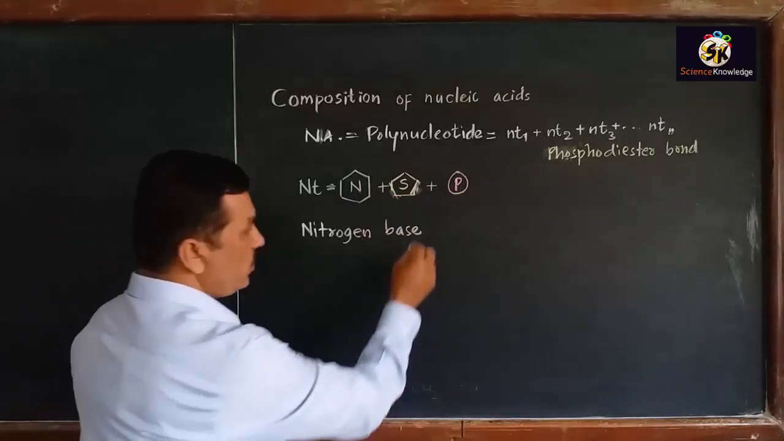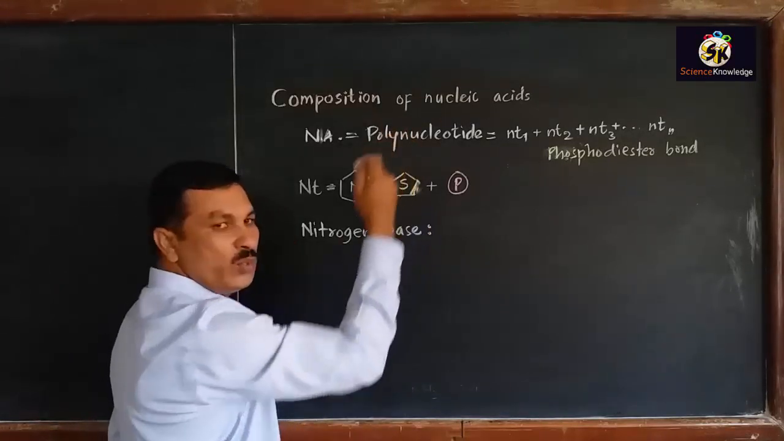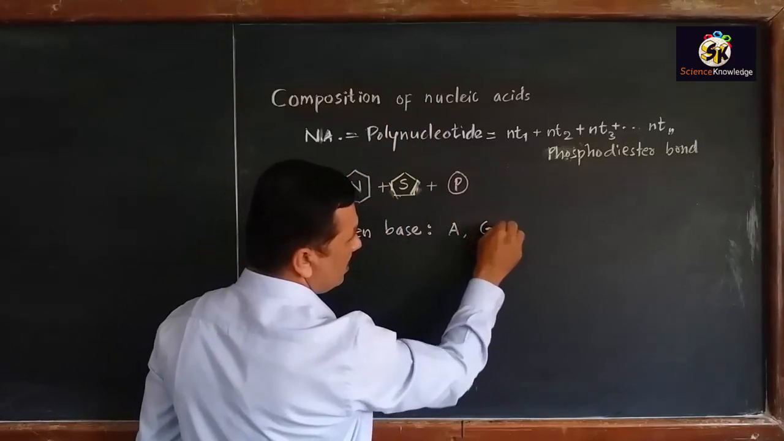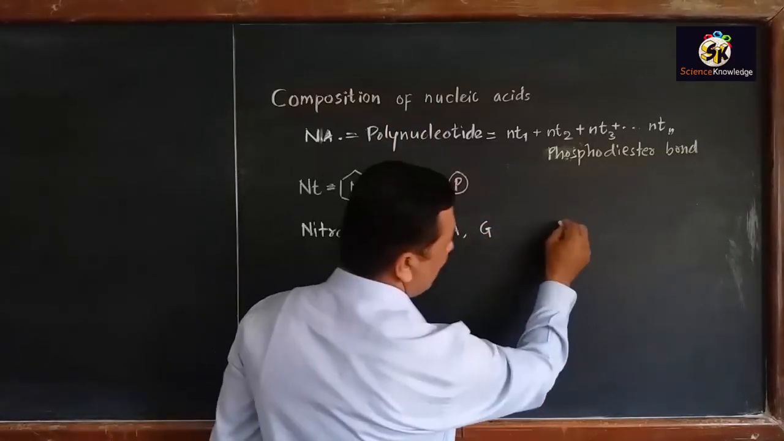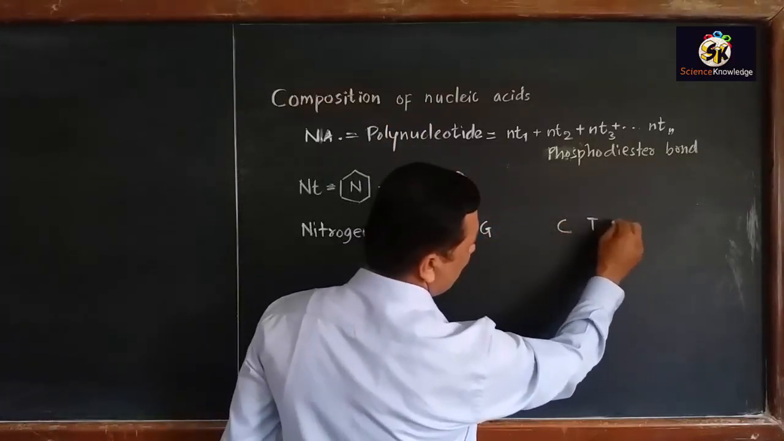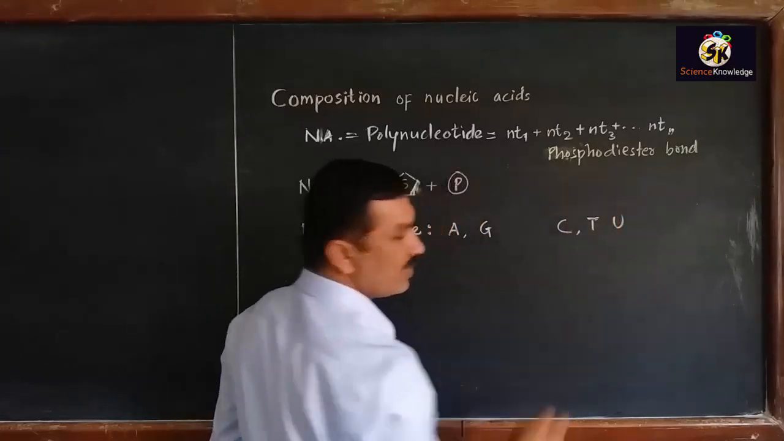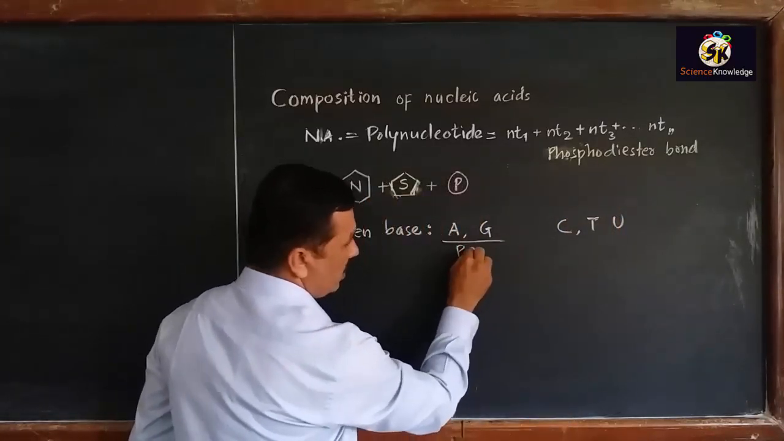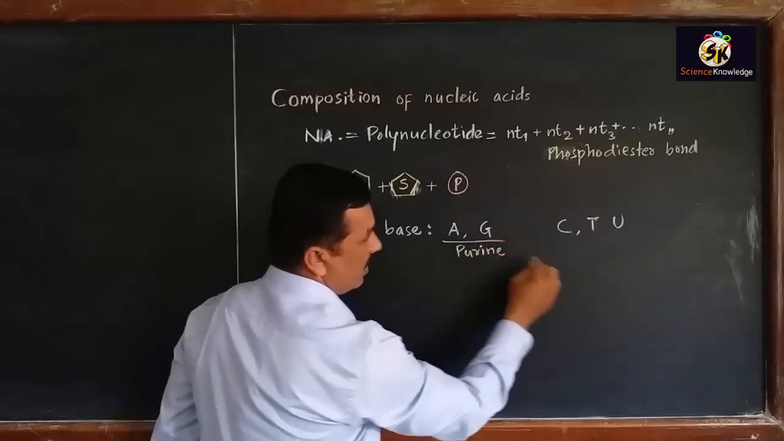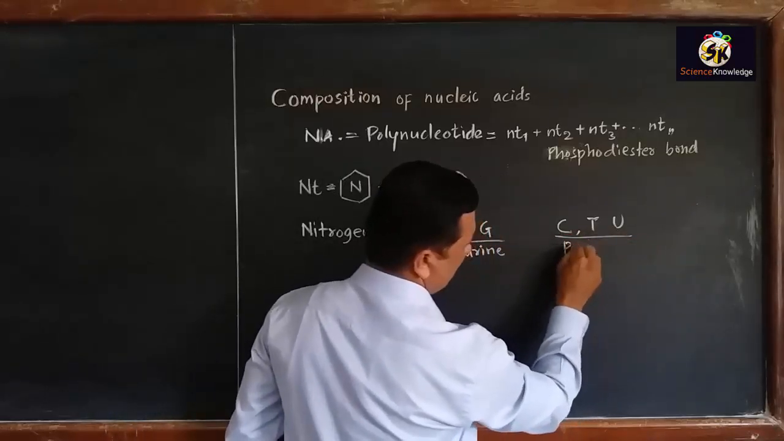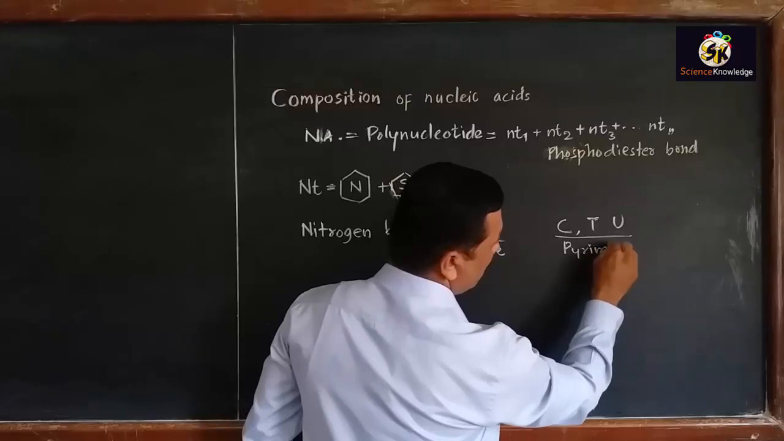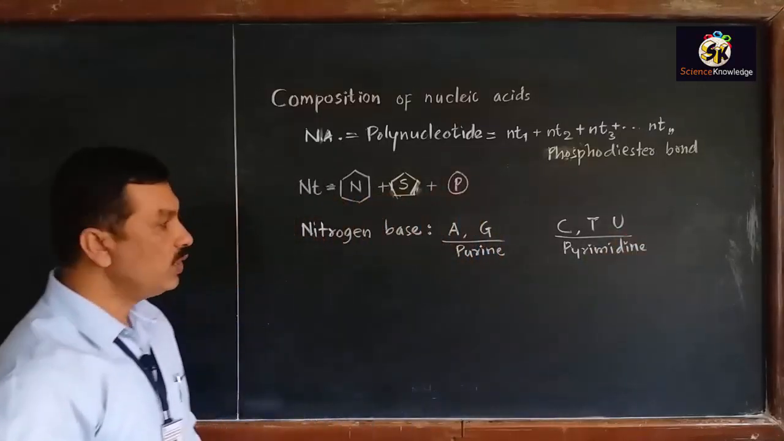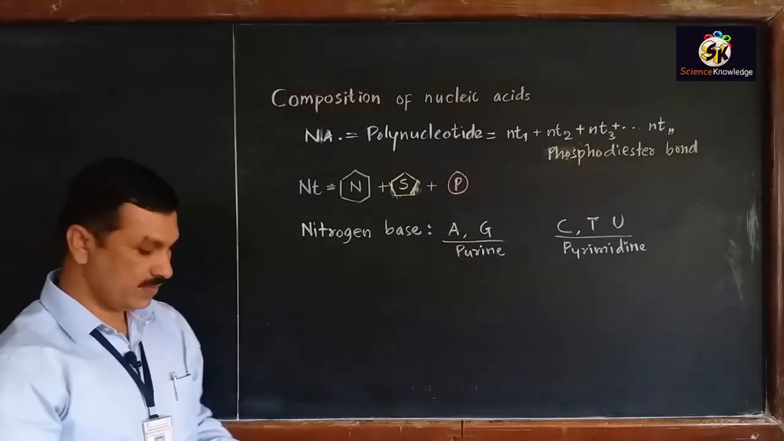There are 5 nitrogen bases which are common in nucleic acids, and they are adenine and guanine, the purines, and cytosine, thymine and uracil, the pyrimidines. Purine and pyrimidine. Now we will draw the structure of purines.